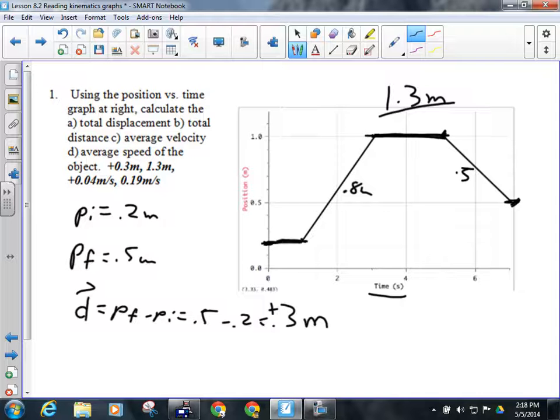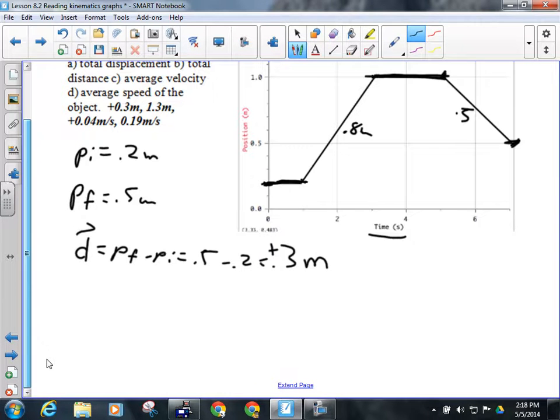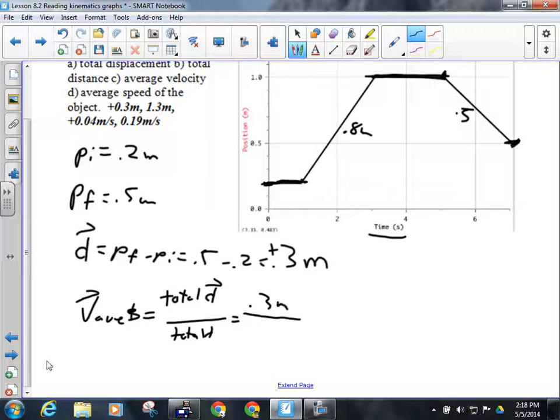What's the average velocity? Well, average velocity is often the slope of the best fit line, but I don't have a best fit line here. I have sections. So instead I have to do v_av equals total displacement over total time. In this case, my displacement was 0.3 meters, and that took 7 seconds. When I divide those, I should get positive 0.04 meters per second.